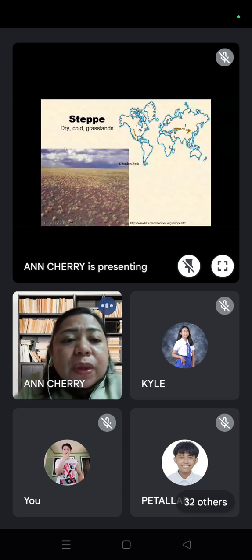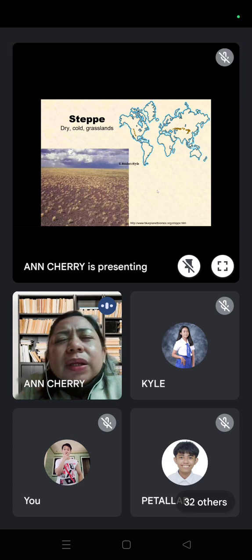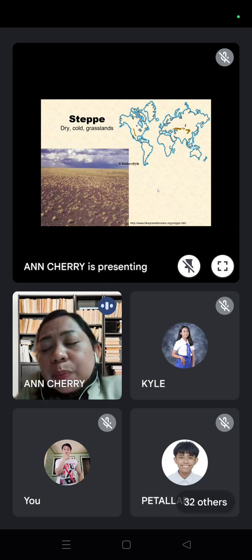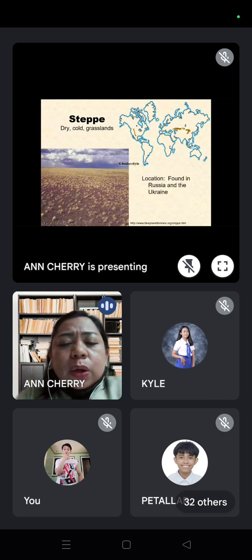The steppe, so this is another grassland. They are dry, cold grasslands, okay? And later I will show where they can be found. I think it's part of the US, no? These steppes are found in Russia and Ukraine.